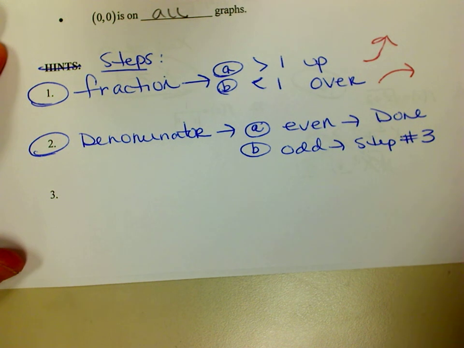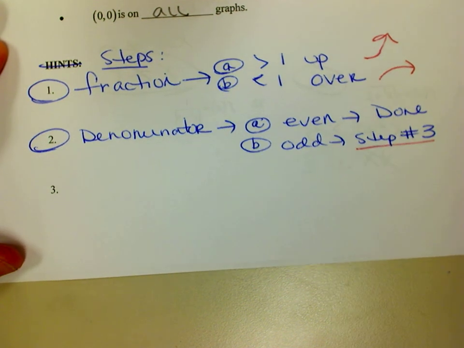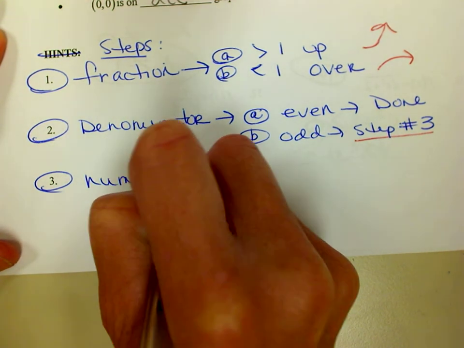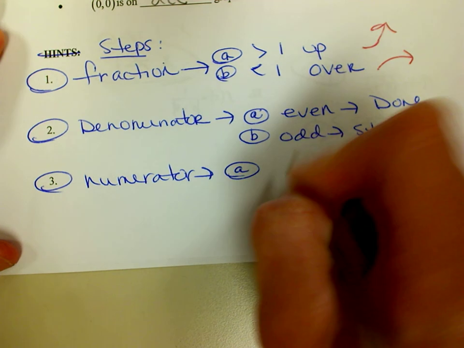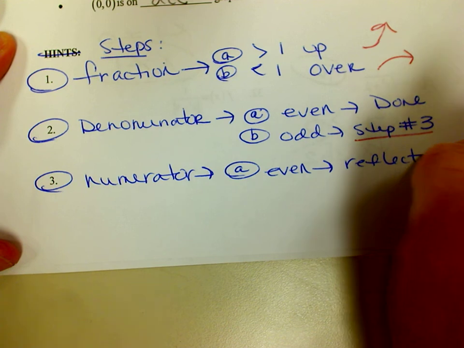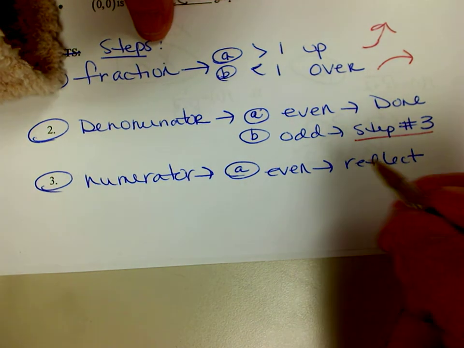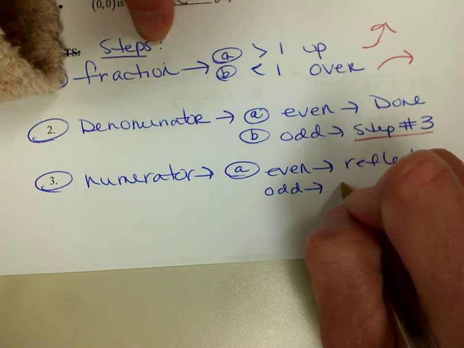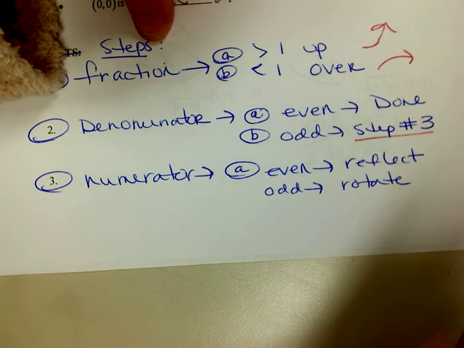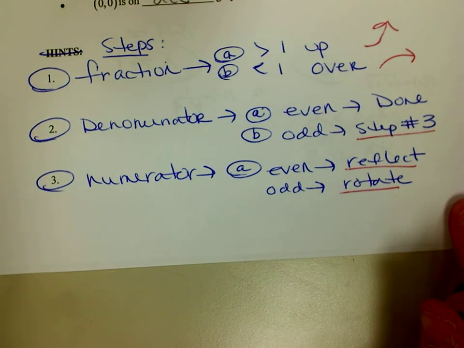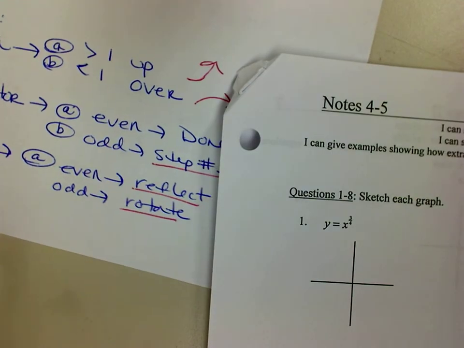All right, if you do have to go to step 3, then you're going to look at the numerator. If the numerator is even, then you're going to reflect whatever's in the first quadrant into the second quadrant. And if your numerator is odd, you're going to rotate whatever is in the first quadrant down to the third quadrant. Okay, so let me rip this off because we might have to refer back to it.